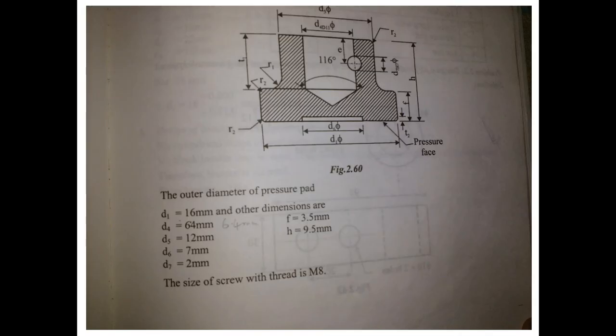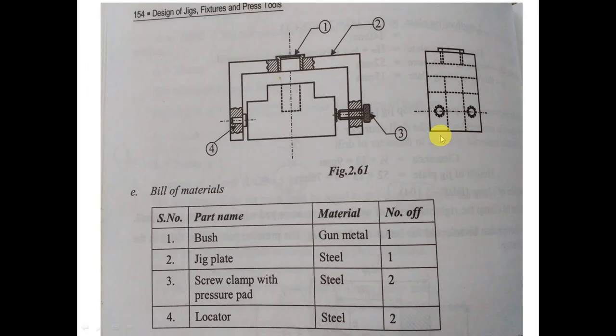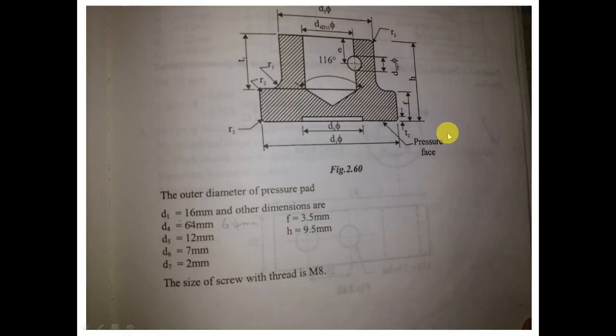So this width of the jig plate or jig body must be equal to the width of the workpiece. This is the length of the workpiece, and the width is on the other side. The width of the workpiece must be equal to the width of the jig body. Fine.